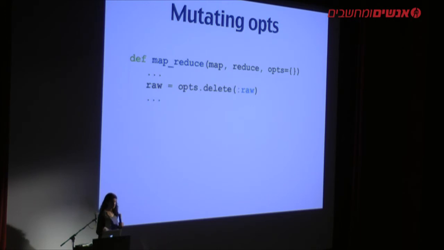So if someone in this case were doing a MapReduce after MapReduce and wanted to have the same config or the same ops for each one of those MapReduces, by doing this, you're messing up their config and you're going to surprise them. So don't do that.